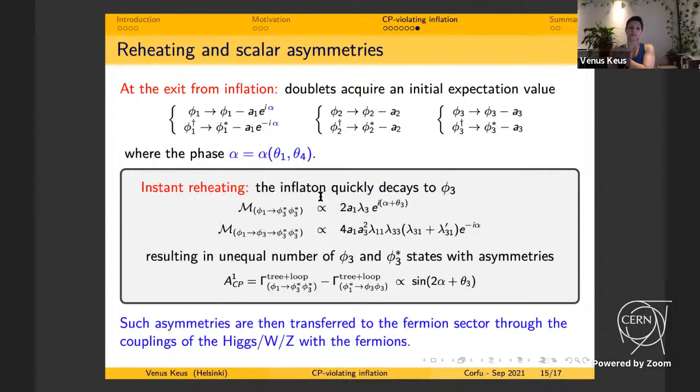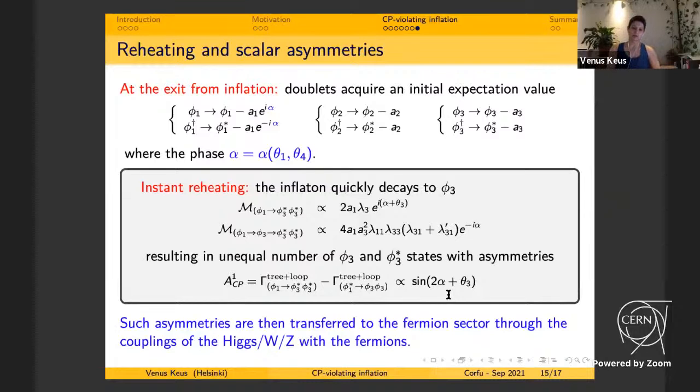I'm showing the result for just an exemplary tree-level process of phi 1 decaying to phi 3 star, phi 3 star, and a one-loop bubble diagram, which takes phi 1 to phi 3, which then decays to phi 3 star, phi 3 star. Then we define an asymmetry from the decay width of the tree plus loop process of phi 1 decaying to phi 3. We see that it is indeed proportional to alpha, which, by the way, depends on theta 1 and theta 4. So we do produce an unequal number of phi 3 and phi 3 star states.